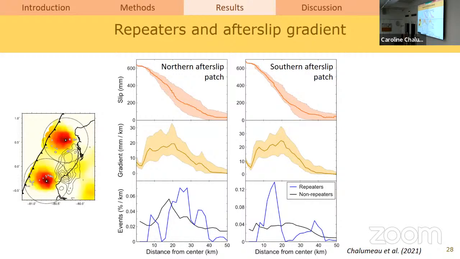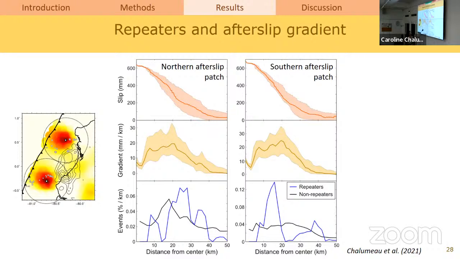Now we can look at this in another way, which is to say that we can imagine that these two patches of afterslip are circles, and then plot everything as a function of distance from the center of the afterslip. I'm doing this here for the northern afterslip patch on the left, and here on the right, the southern afterslip patch. At the top, I'm showing the slip as a function of distance from the center. And in the middle, I'm showing the gradient as a function of distance from the center. At the bottom, I'm showing in black the distribution of aftershocks. And then in blue, I'm showing the distribution of repeating earthquakes as a function of distance from the center.